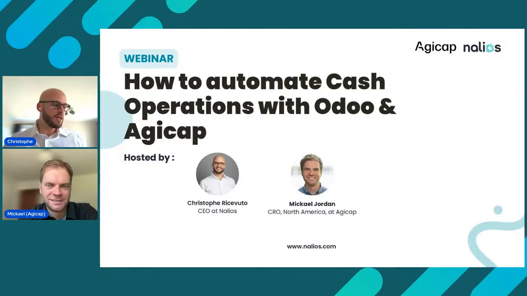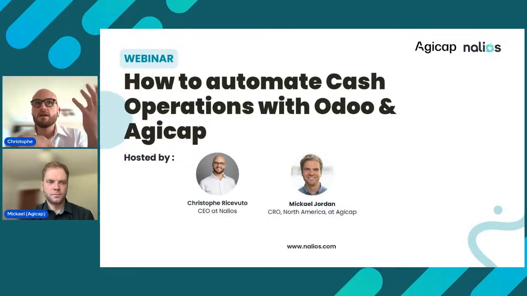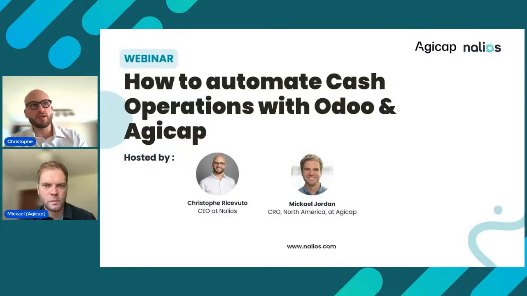Amazing. So today the both of us are going to talk about how to automate cash operations with Odoo and Agicap. And I think it's a subject that is really interesting because, of course, you can manage your operations through an ERP system like Odoo. But then when it comes to going deeper into the cash management operations, I think that's where the automated integration with Agicap makes a lot of sense.